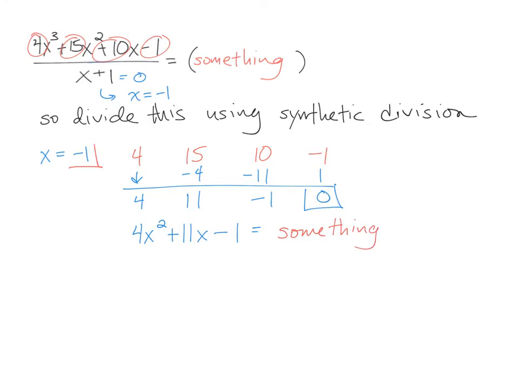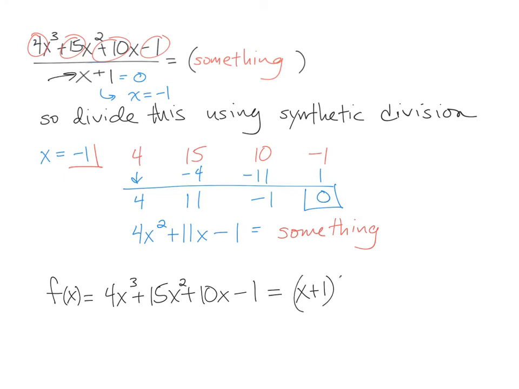So what does that tell me? What that tells me then is our function from the previous slide, f of x equals 4x cubed plus 15x squared plus 10x minus 1, is the same thing as writing the factor x plus 1, right? The factor is the whole denominator here, times what we got as our answer after division, 4x squared plus 11x minus 1. And I guarantee if you take the time to multiply both of these polynomials together, you'll end up with this function here.